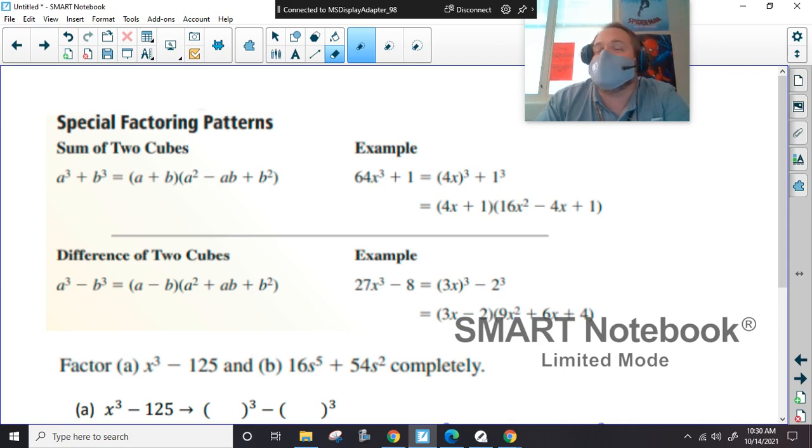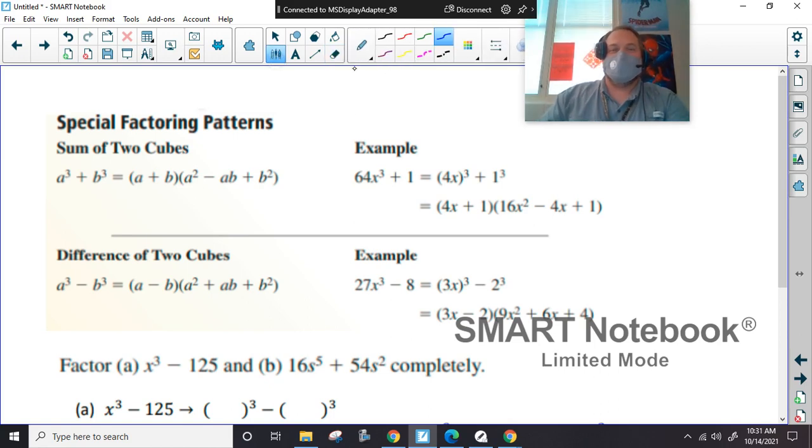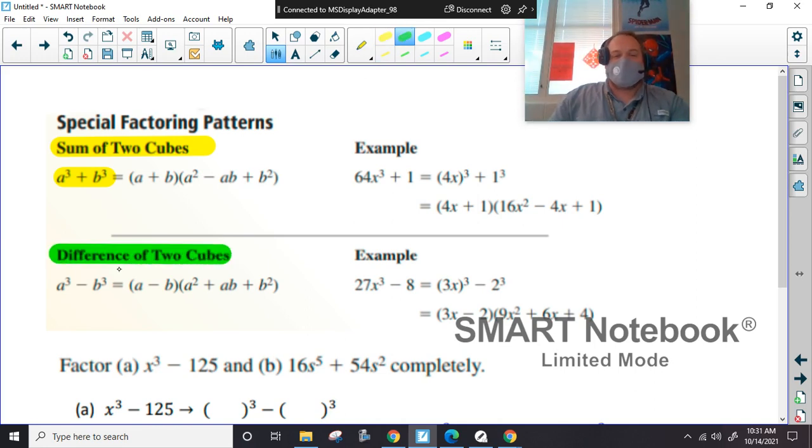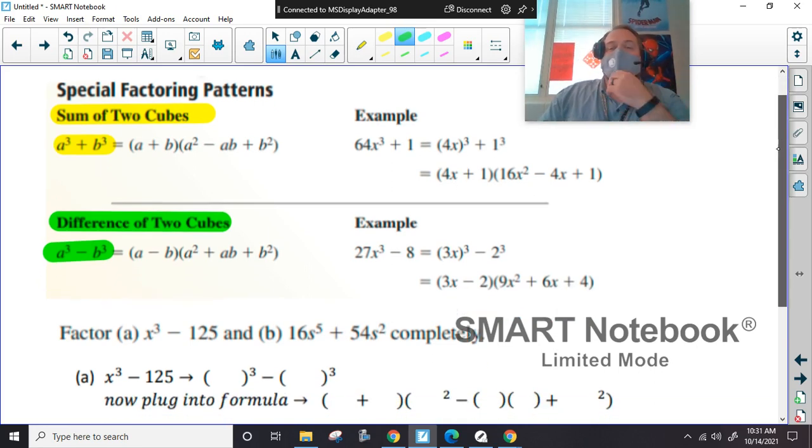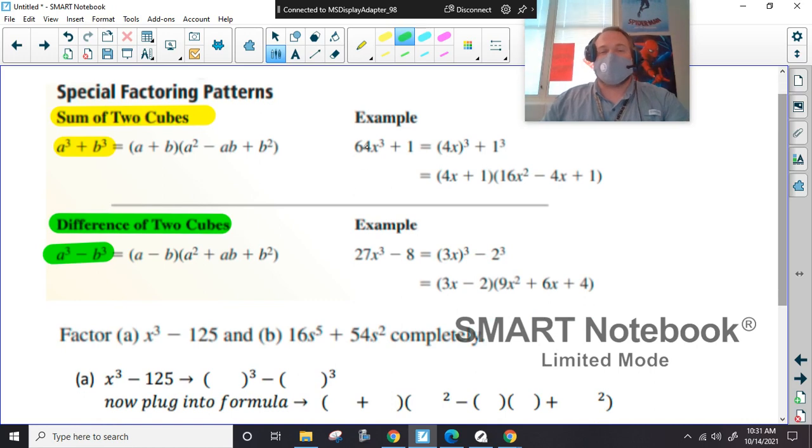Have we ever done the sum or difference of two cubes? As it states on your notes, the sum of two cubes, a cubed plus b cubed. We haven't done that before. We've done the sum of two squares and the difference of two squares. Now we have this, and all it is, you have to plug stuff into a pattern. Now, against my better judgment, I actually let y'all see how this works out.